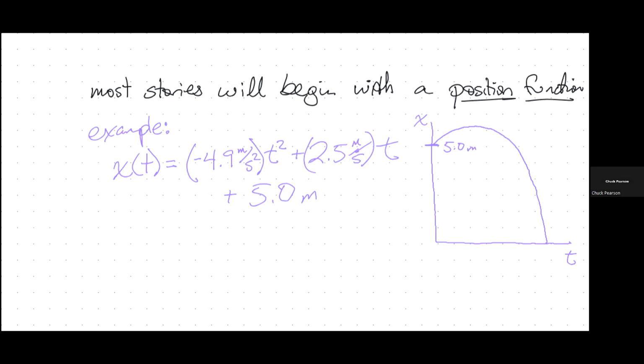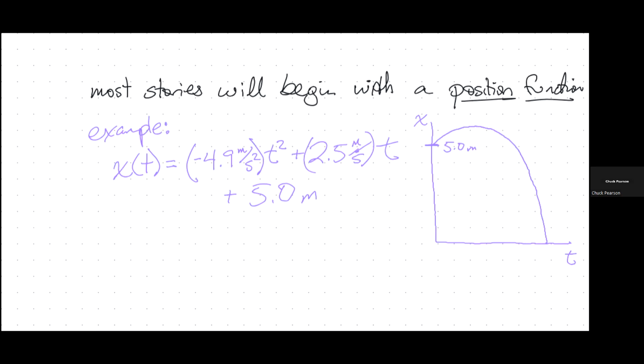For very small values of t, the positive term is going to dominate. And this thing's going to keep climbing up. But as t gets gradually bigger, the negative term is going to dominate, and this thing's going to head down towards 0. Okay? So that's what x against t looks like.